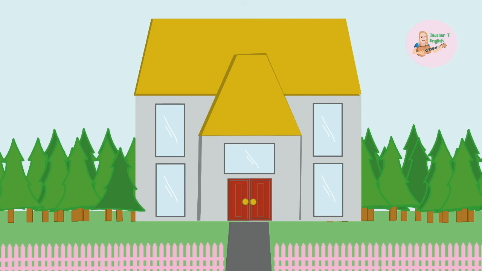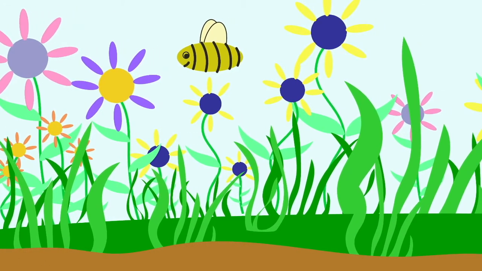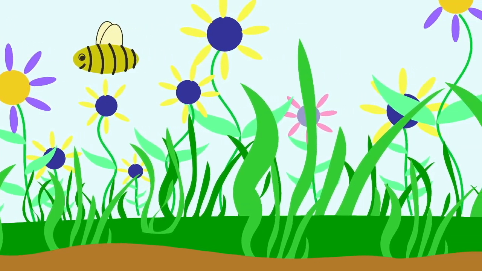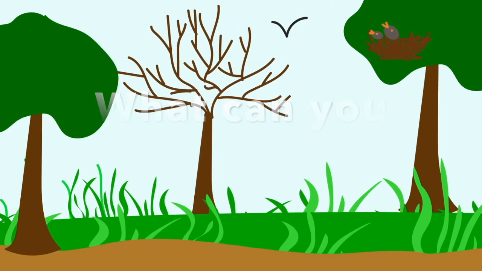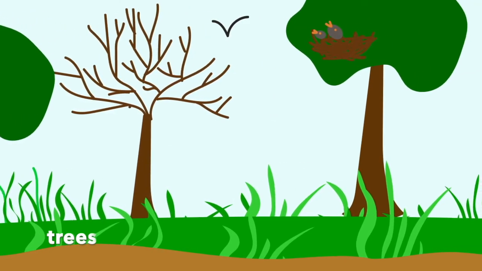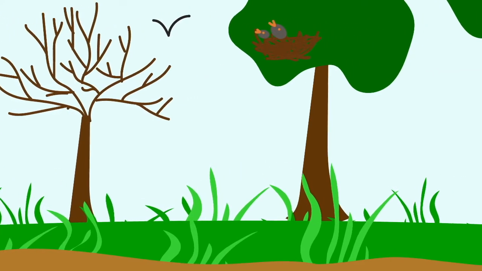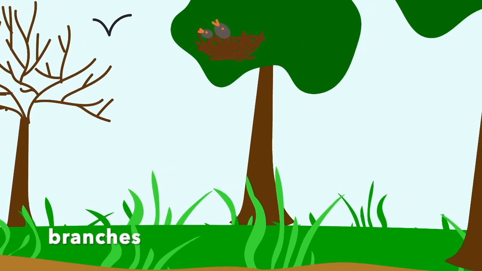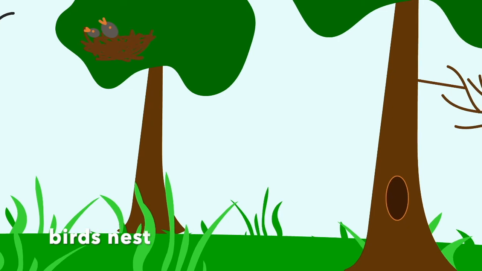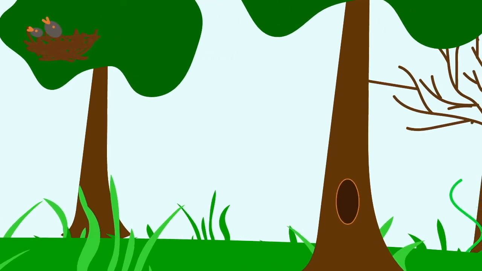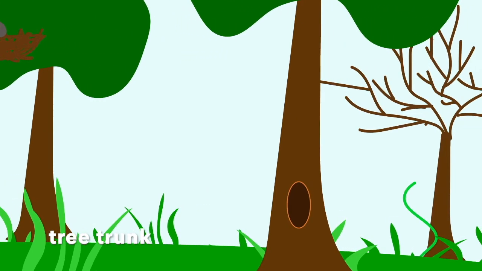What English will we learn today? Let's learn about trees. What can you see? Branches. A bird's nest. A tree trunk.